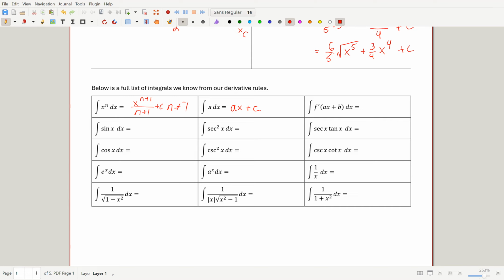This is my linear chain rule. That's why I have f prime there. The integral of f prime is always f, but since my argument is ax plus b, I've got to divide by a. So reversing the linear chain rule, I should say. That's just telling me I've got to divide. Buried in here is the fact that the antiderivative of f prime is f. And of course, that needs a plus c like the rest of them.